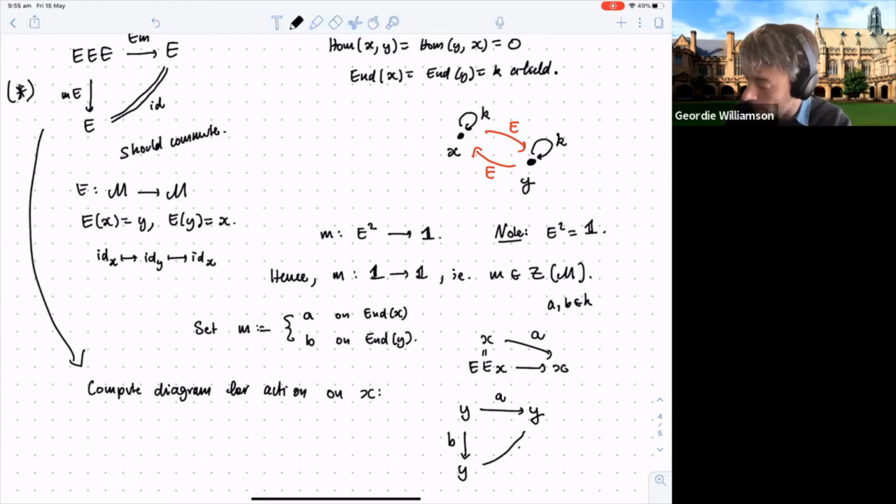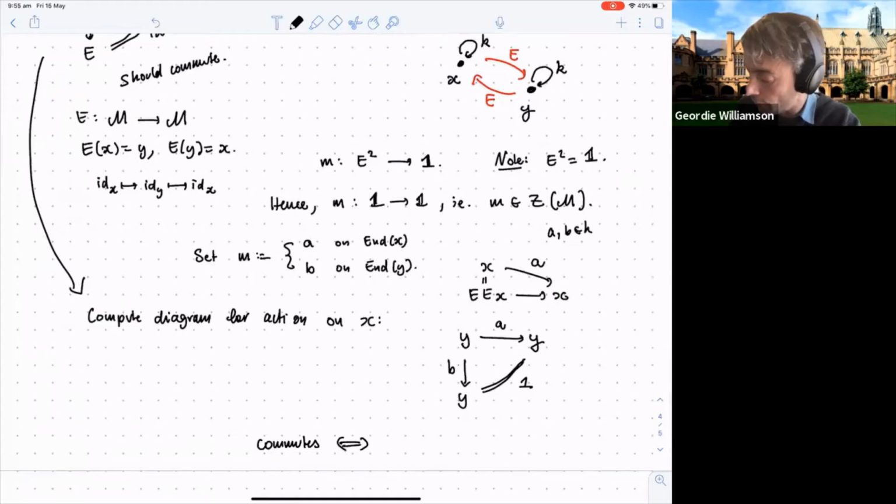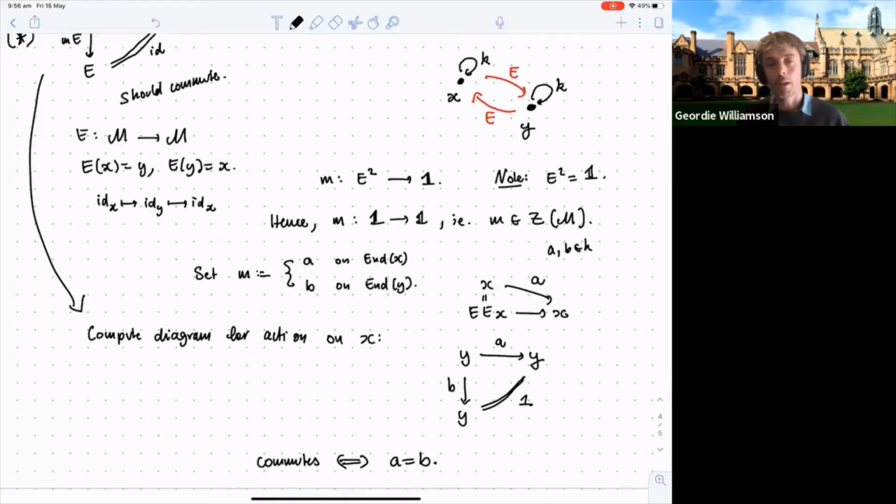But up here, when we apply E to the identity of Y, we just get 1, so here we get B. So this commutes if and only if A equals B. So there's plenty of choices here for A and B in order not to get an action of Z mod 2Z. Okay.